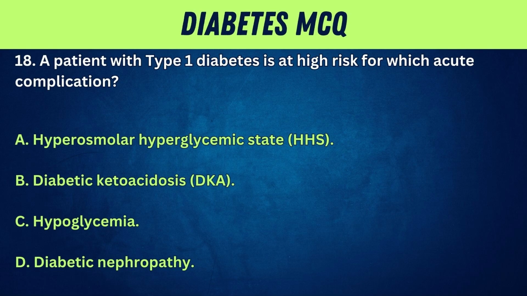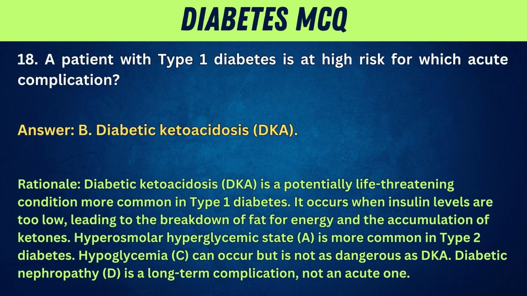18. A patient with type 1 diabetes is at high risk for which acute complication? A. Hyperosmolar hyperglycemic state, HHS. B. Diabetic ketoacidosis, DKA. C. Hypoglycemia. D. Diabetic nephropathy. Answer: B. Diabetic ketoacidosis, DKA. Rationale: diabetic ketoacidosis, DKA, is a potentially life-threatening condition more common in type 1 diabetes.